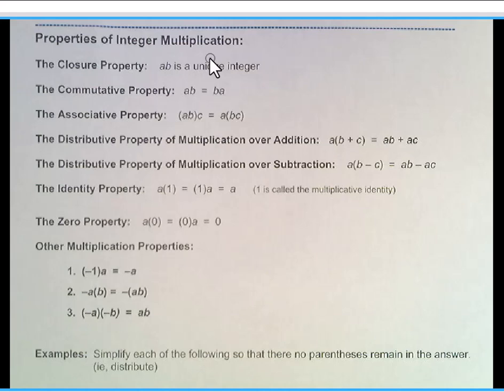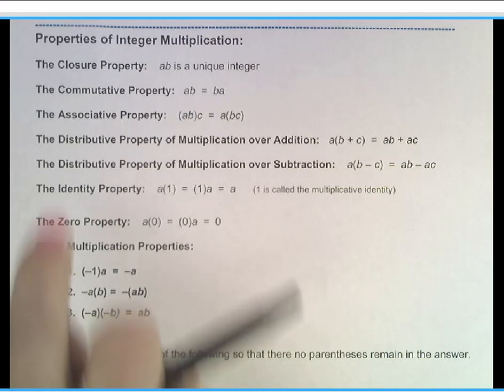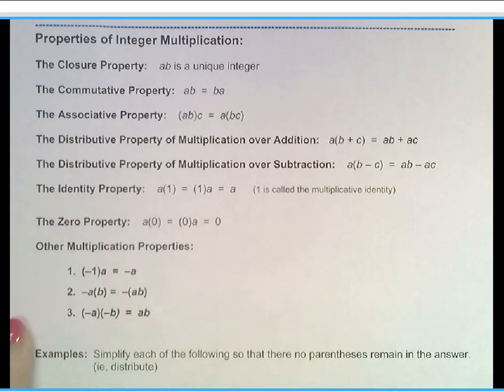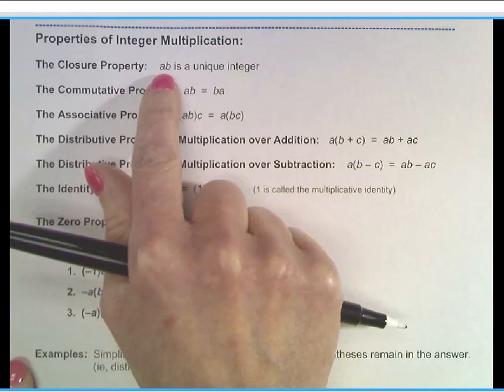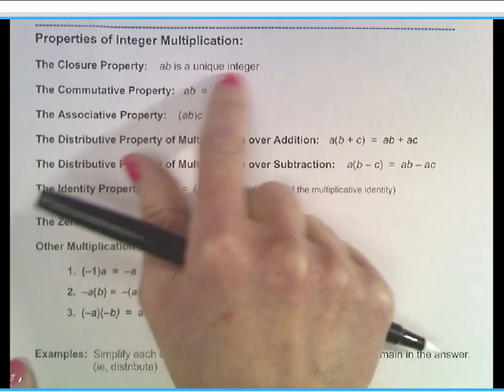The properties of integer multiplication are pretty much the same as all the properties you've seen before, so I'm going to run through them very quickly because this really is a repeat of information you should already know. So for integers, the same properties hold that held for whole numbers. The closure property. If you take two integers and you multiply them, you get a unique integer, right?